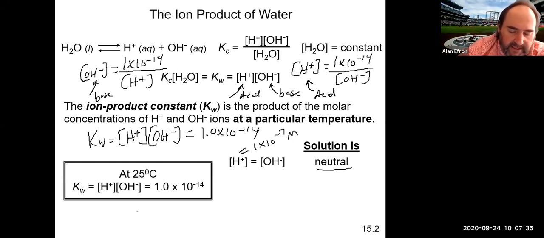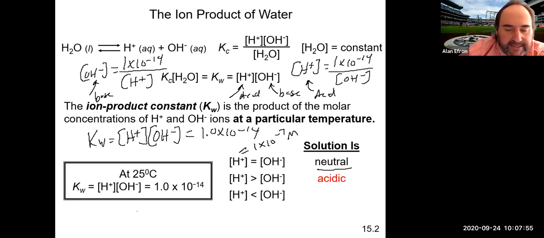If you calculate the H plus concentration and it is larger than the OH minus concentration, that essentially means the acidic concentration in that solution is bigger than the basic concentration. And that would tell you the solution is acidic. And if the H plus concentration is less than the OH minus concentration, that means the base part of the solution is larger than the acidic part. It will be basic.